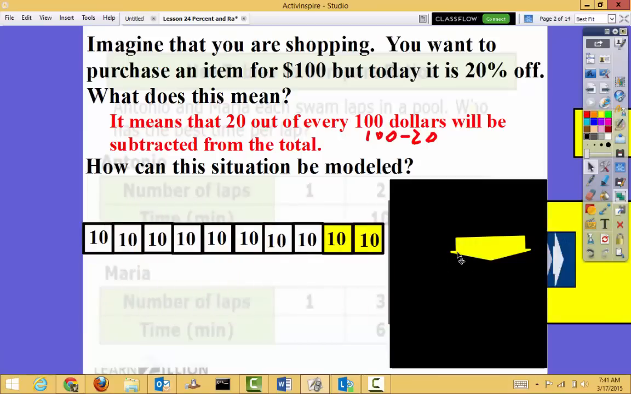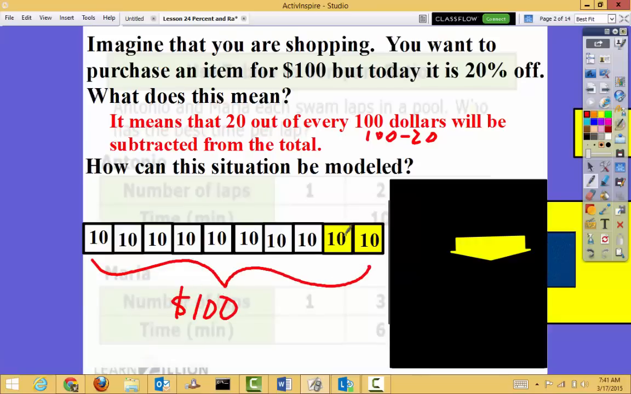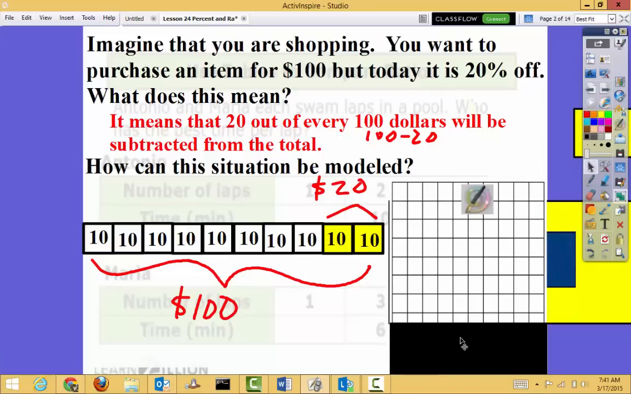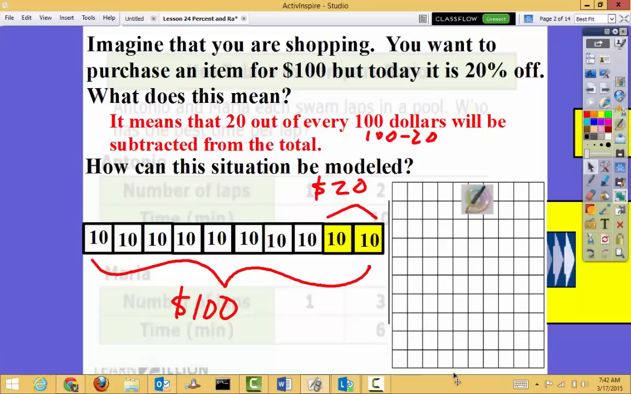So how can this situation be modeled? We have two methods. One is I can just create a tape diagram. So here I have 10, 20, 30, 40, 50, 60, 70, 80, 90, 100. My whole tape diagram equals $100. And 20% off, well, that would be two of these boxes. So that means I'm going to save $20. Another way to model it is using a hundreds diagram, or a 10 by 10 grid.